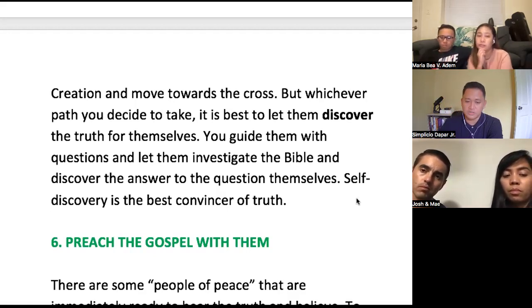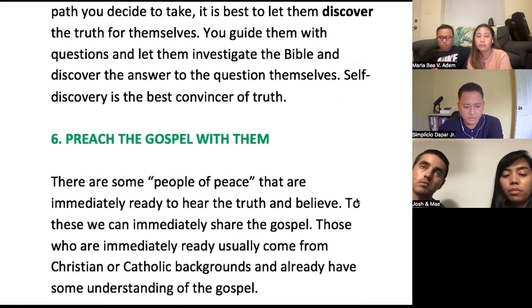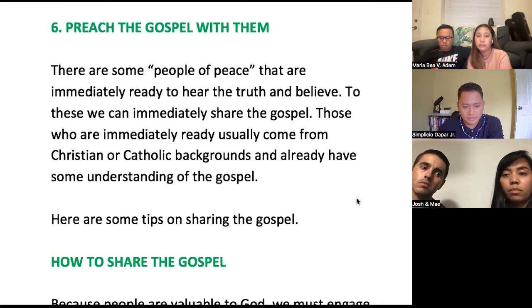They don't agree with the church, that's fine, but make sure they like the church, make sure they like the people, so they go back. Because if they don't like you because you're not friendly, your content is not really good, they will not go back for sure. And then lastly, you preach the gospel to them.